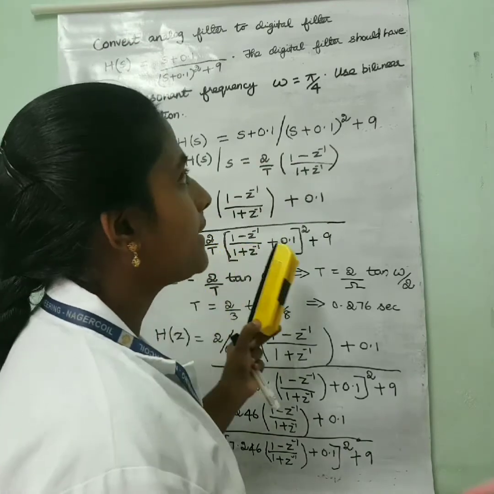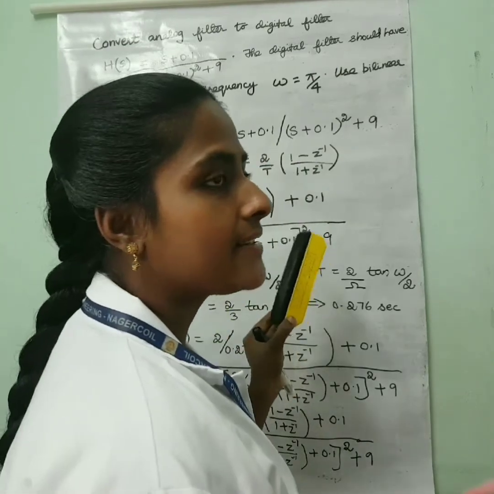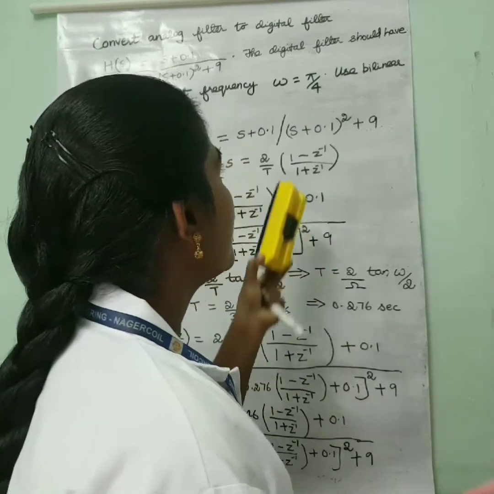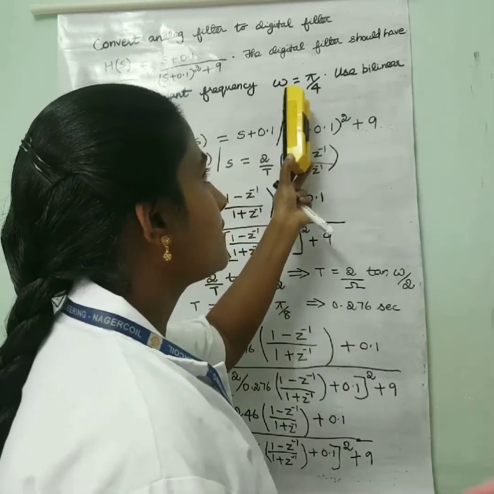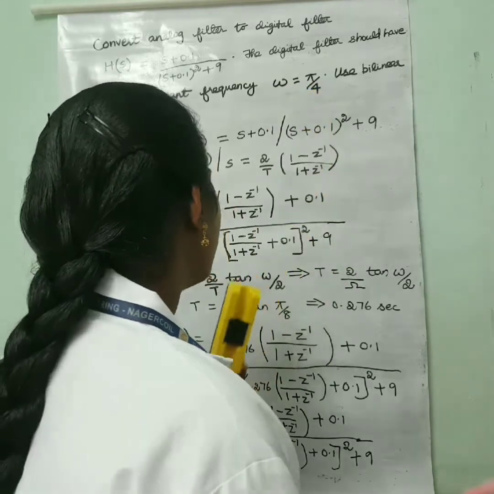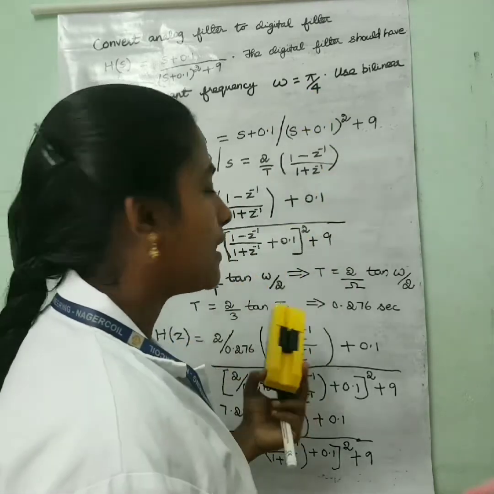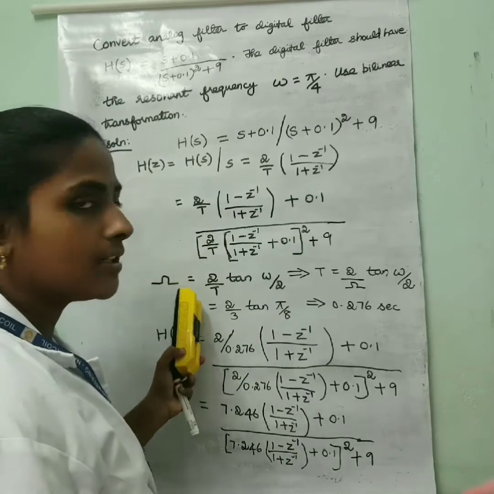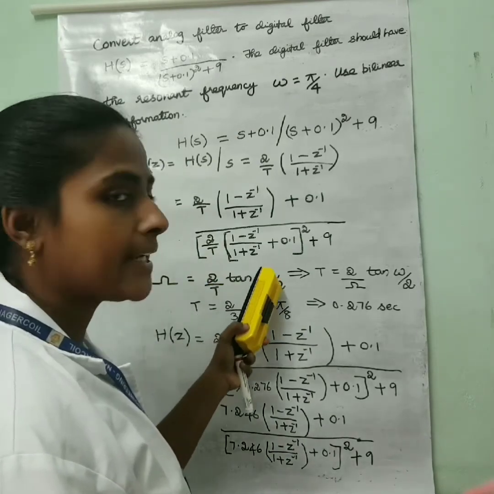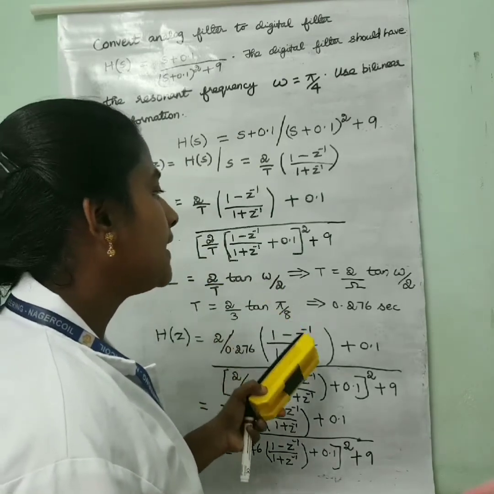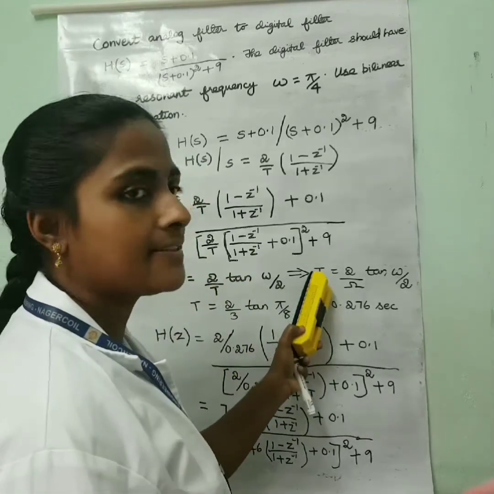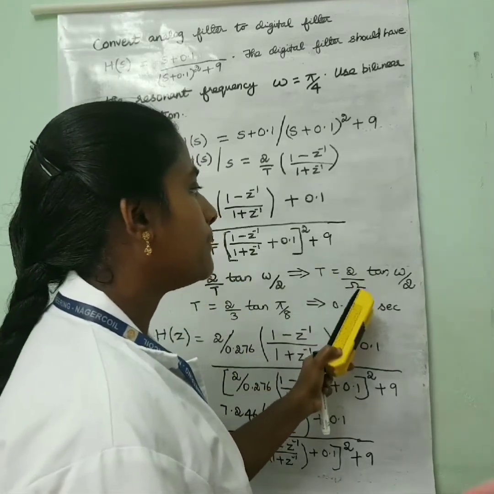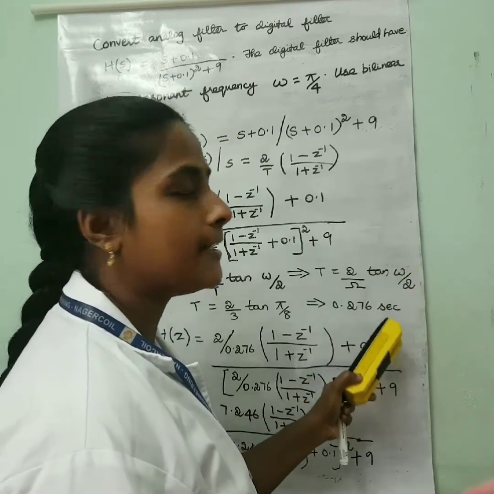So here the value of T, that is the time period, is not given, but indirectly they have given the value of omega, that is omega equal to pi by 4. So we know the formula that omega is equal to 2 by T tan(omega divided by 2). From this formula we can find the value of T, that is T is equal to 2 by omega into tan(omega divided by 2).